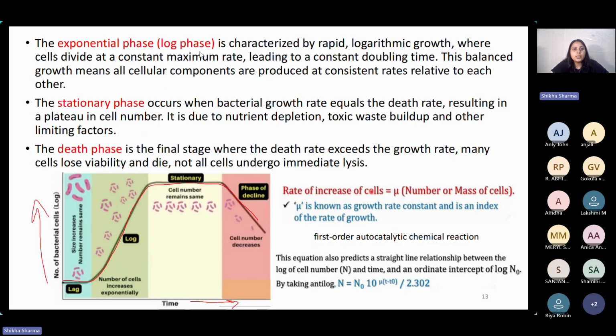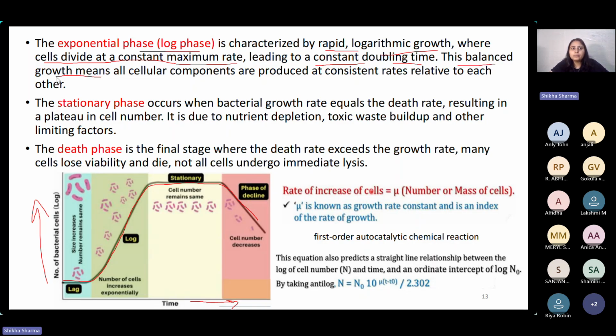In the exponential phase, which is the log phase, it is characterized by rapid and logarithmic growth of the bacteria, where the cell divides at a constant maximum rate, leading to a constant doubling time. So it is an exponential increase in numbers.